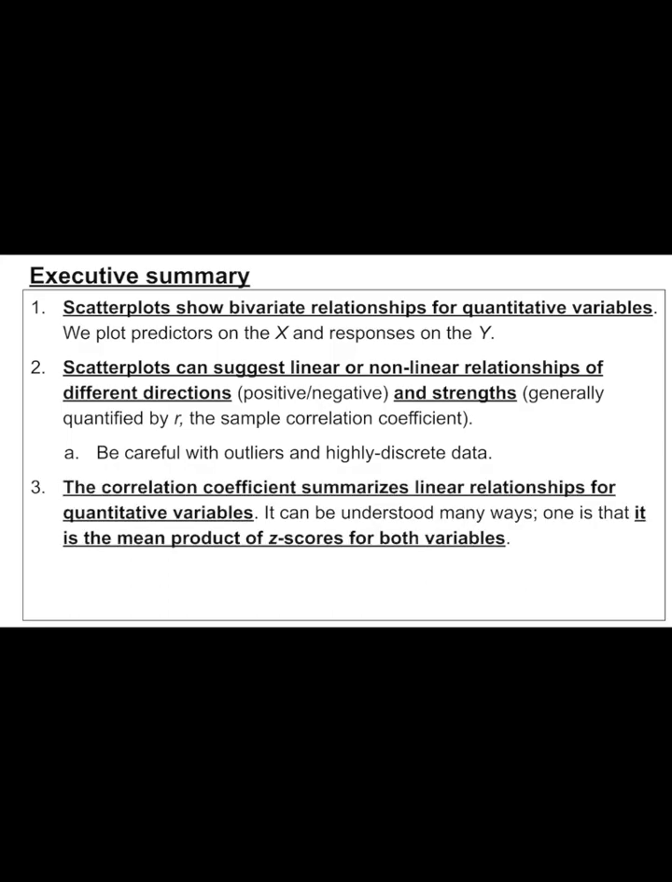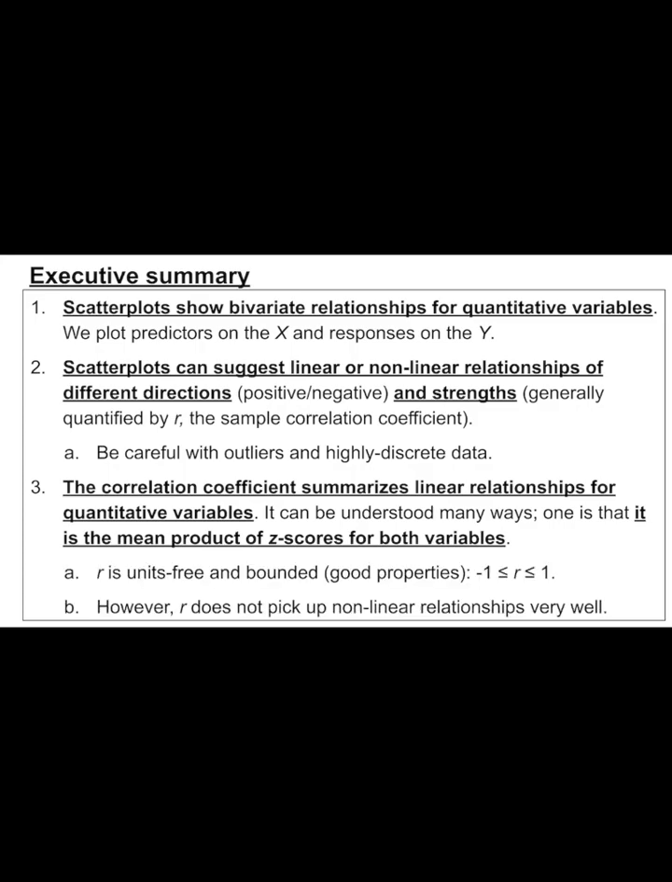A correlation coefficient, on that note, summarizes linear relationships for quantitative variables. It can be understood in many different ways, and I'll show you a number of them. One is that it's the mean product of z-scores for both variables. So we basically turn each variable into a standardized version of itself. We take all of the pairs, so person i's score on variable x and variable y, multiply the scores together. We add up all those pairs, and then we take something that's roughly a mean. We do need to use the n-1 Bessel correction again, although it's not exactly the Bessel correction in that case, but it comes basically to a mean.